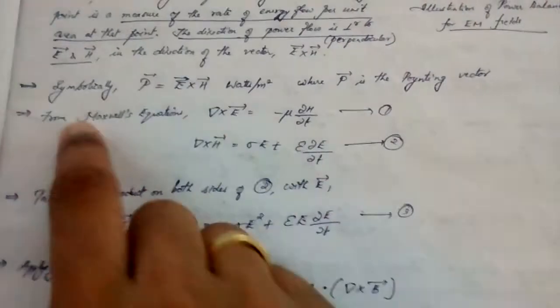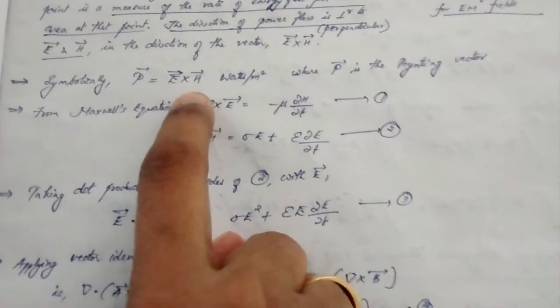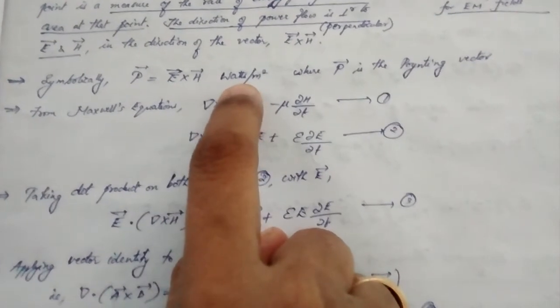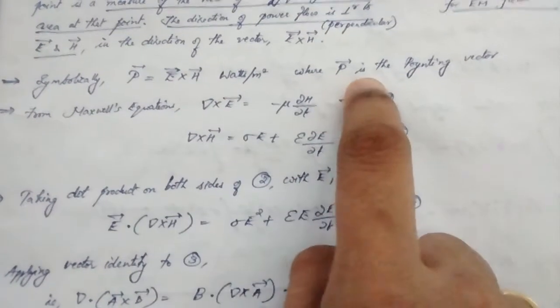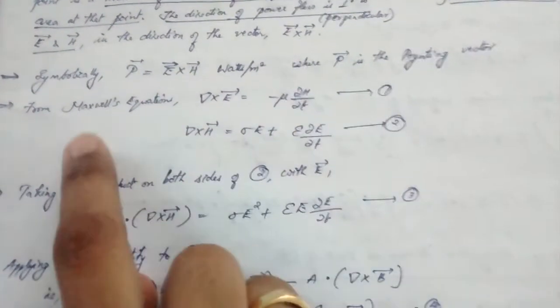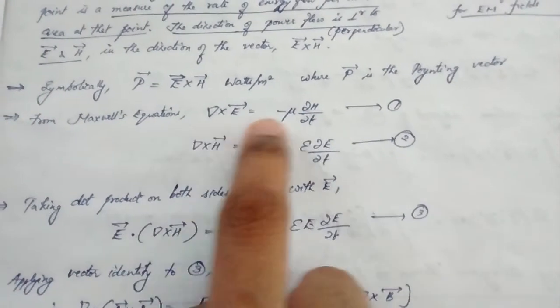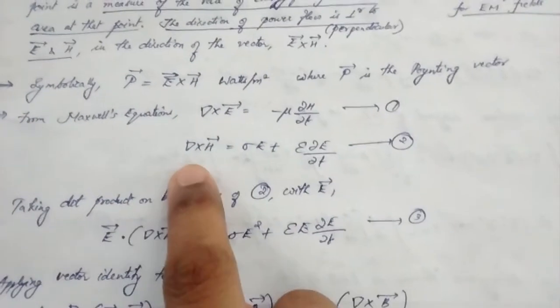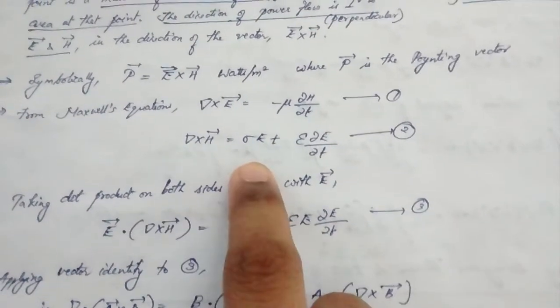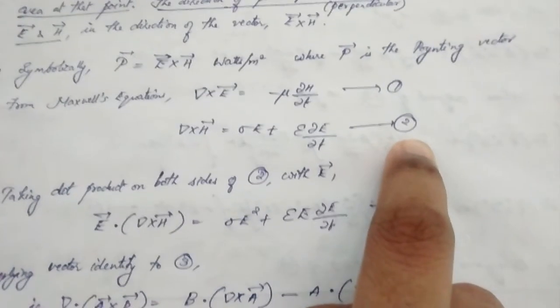So symbolically we can write the Poynting vector as P equal to E cross H. The unit is watts per meter square, the rate of flow of energy per unit area. So P is known as the Poynting vector. Now, to prove this, we consider Maxwell's equations: del cross E is equal to minus mu dou H by dou t as equation 1, and del cross H is equal to sigma E plus epsilon dou E by dou t as equation number 2.